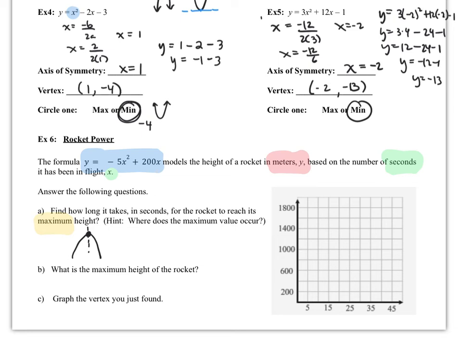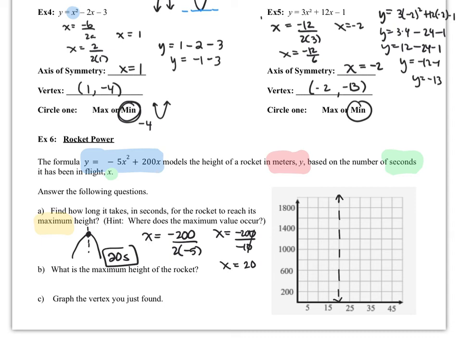We're going to use our axis of symmetry formula to answer that question. Opposite b is going to be negative 200, because b is positive 200, over 2 times negative 5, which would be negative 200 over negative 10, which means my x value would be 20, because I can just cut off those zeros and two negatives make a positive. So I can come over here and put my axis of symmetry. That means it's going to take 20 seconds for my rocket to reach its maximum height.